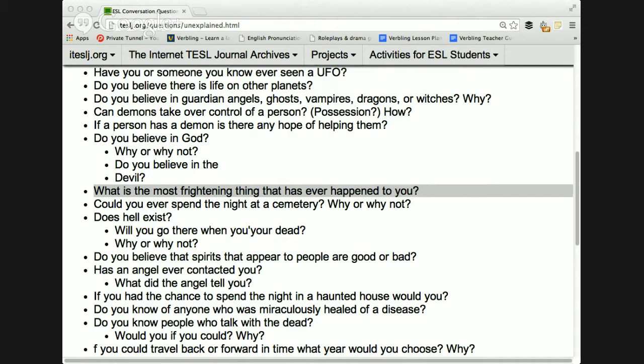Well, I have one, but I don't know if it's supernatural or not. Okay. When I was a kid, I used to walk while I was sleeping. I don't know if you call it sleepwalking or sleepwalker. When you are asleep and you walk or talk. Yeah, sleepwalking. Mm-hmm. Sleepwalking, yeah.